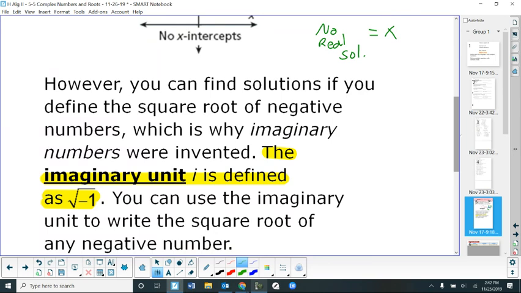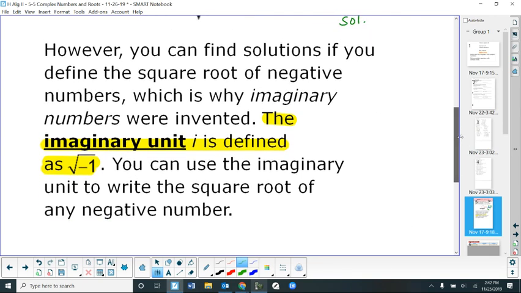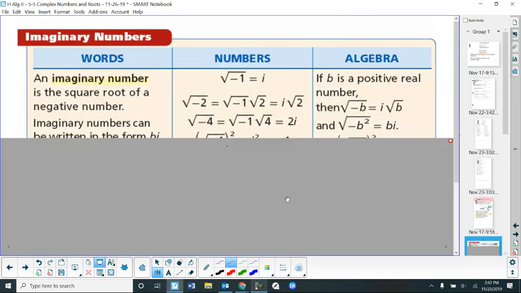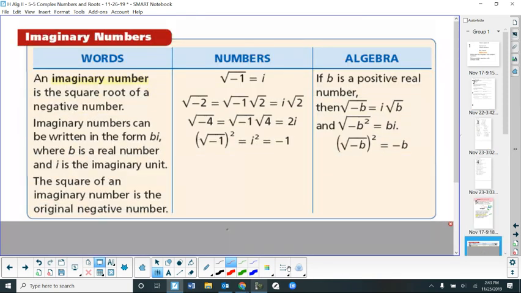You can find the solutions if we define the square root of a negative number, which is why imaginary numbers were invented. The imaginary unit i is defined as the square root of negative 1. So i is equal to the square root of negative 1. You can use the imaginary unit i to write the square root of any negative number. Okay? So the imaginary unit i is equal to the square root of negative 1.